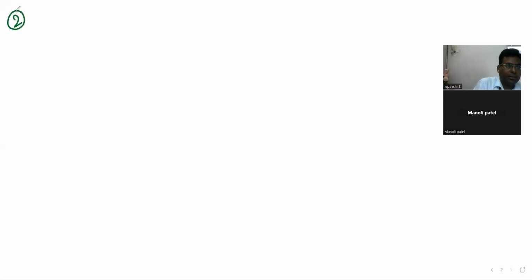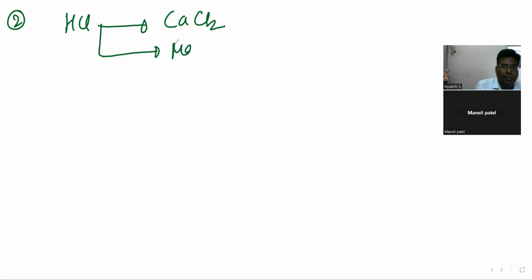Now look at question number 2. HCl was passed through a solution of calcium chloride, magnesium chloride and sodium chloride. So these are the 3 types of solution through which acid is passed. So which one will form the crystals, right? It was asked in 2020.